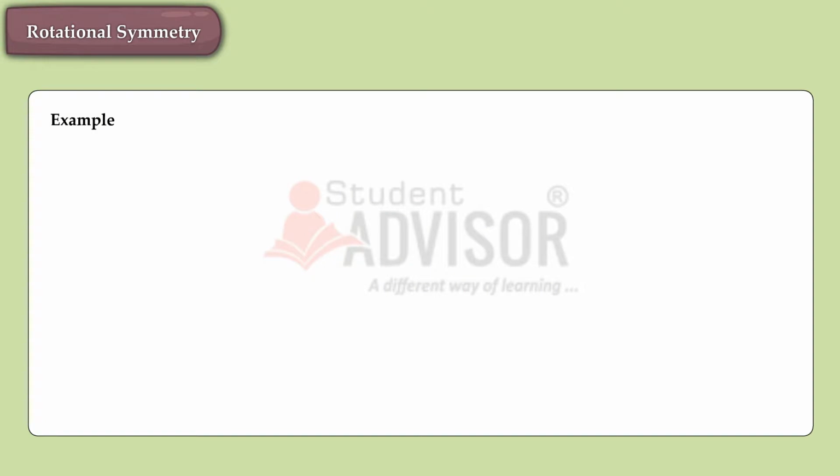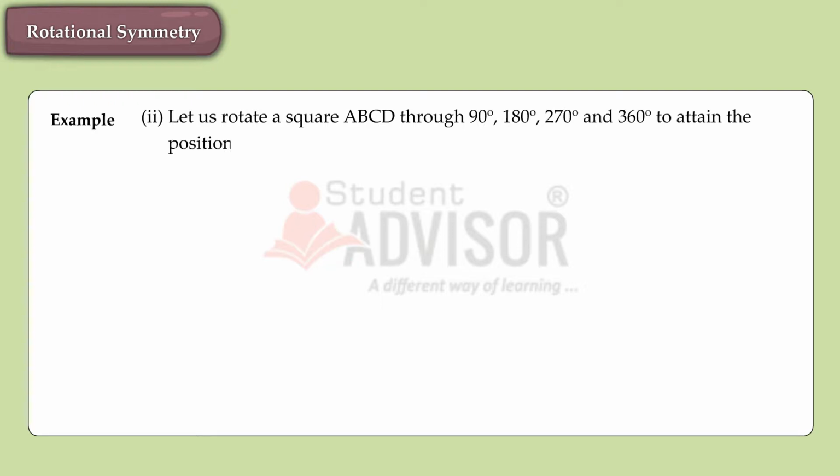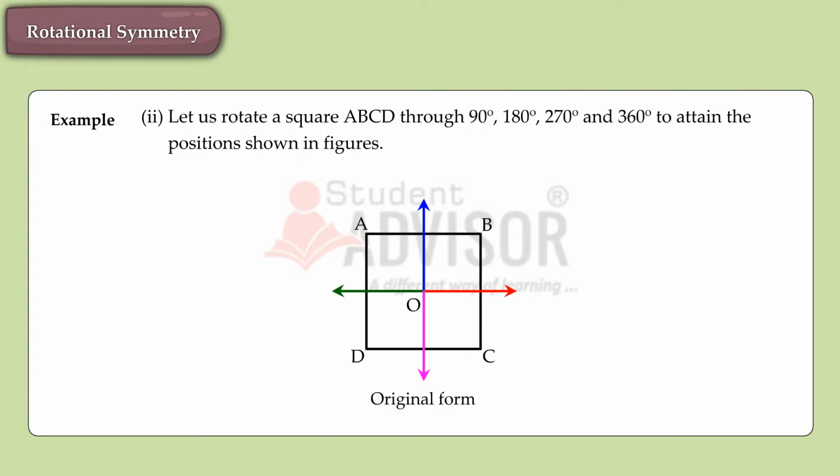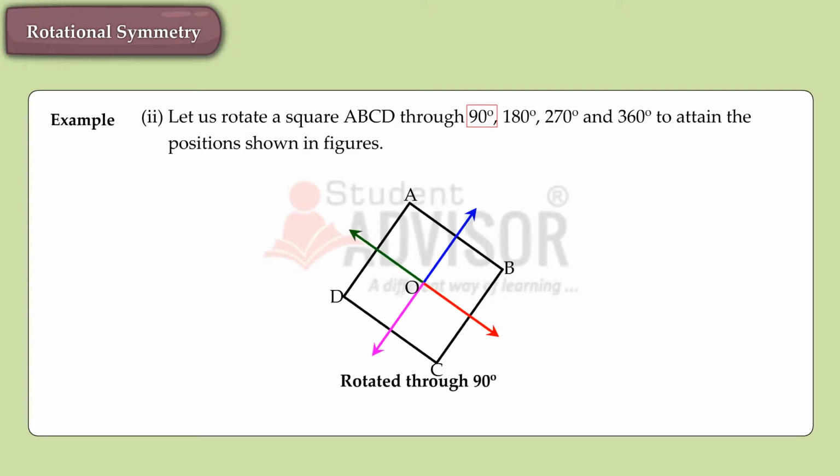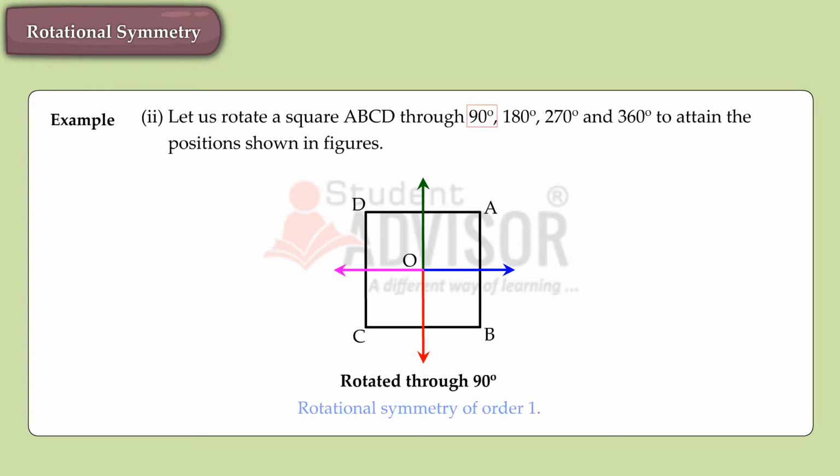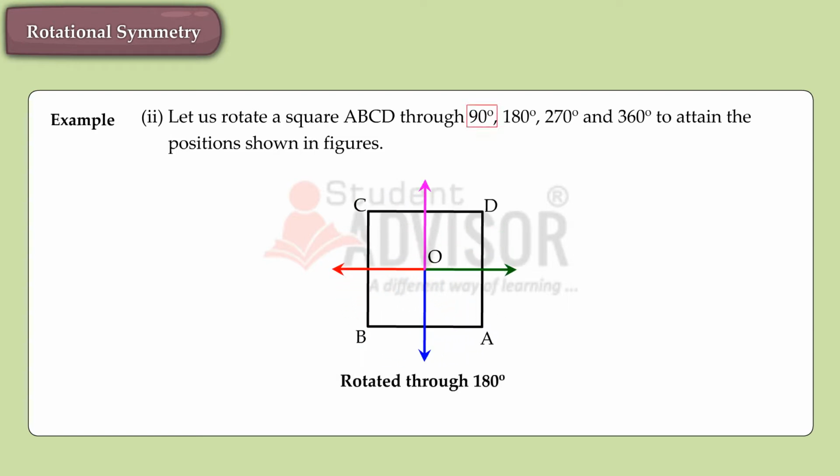Example: let us rotate a square ABCD through 90 degrees, 180 degrees, 270 degrees and 360 degrees to attain the positions shown in figures. Original form. Rotated through 90 degrees, rotational symmetry of order 1. Rotated through 180 degrees, rotational symmetry of order 2.